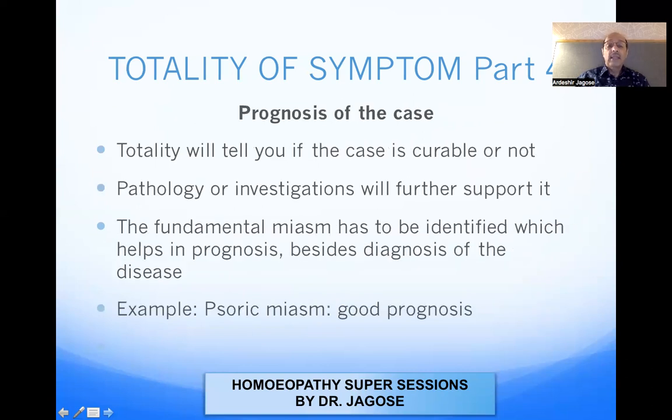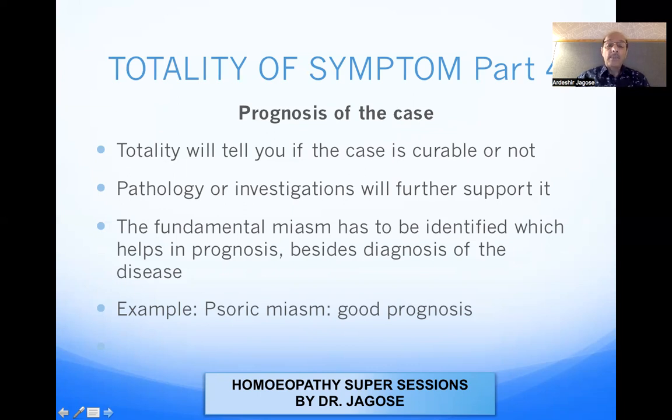Then prognosis of the case. The totality will tell you if the case is curable or not, because as I told you, in the types of totality, you're getting the curable totality, you're getting the incurable totality, and so on and so forth. So in the prognosis, the totality will tell you if the case is curable or not. The pathology or investigations will further support it, and the fundamental miasm has to be identified, which helps in prognosis besides diagnosis of the disease.